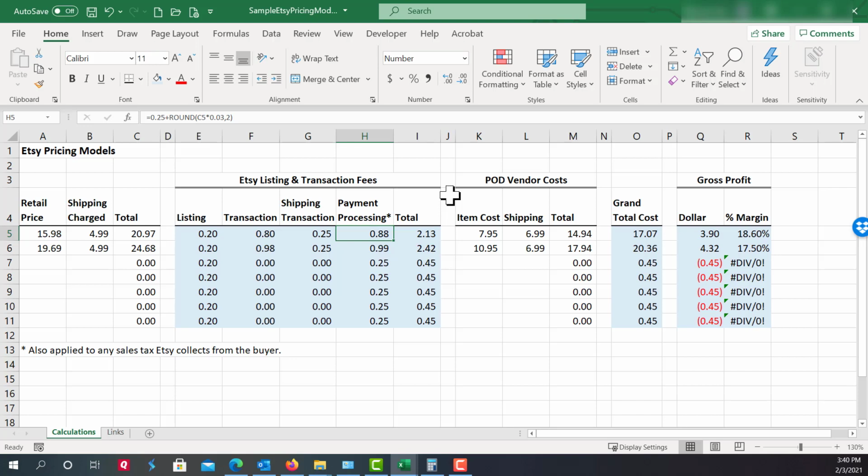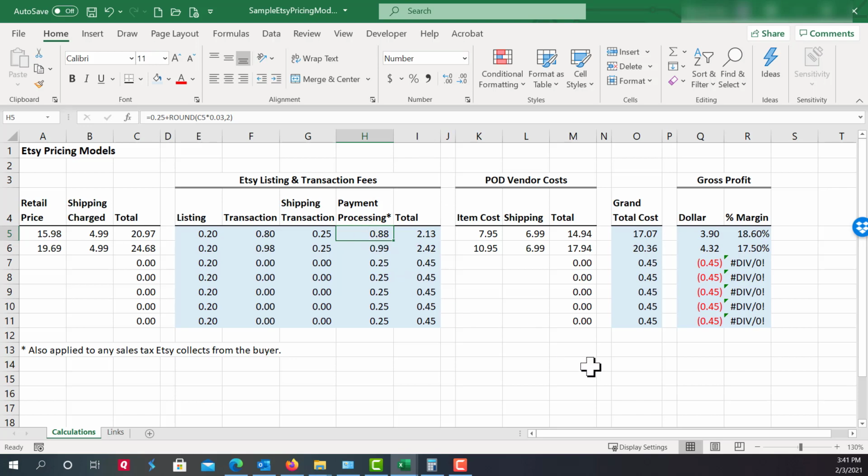Because of the complexity, you could, if you choose, model that out for a lot of different sales tax levels or VAT levels. But for simplicity's sake here, I'm simply figuring the payment processing fee on the retail plus the shipping. Just to let you know, it would normally also include any sales tax that the buyer has paid.